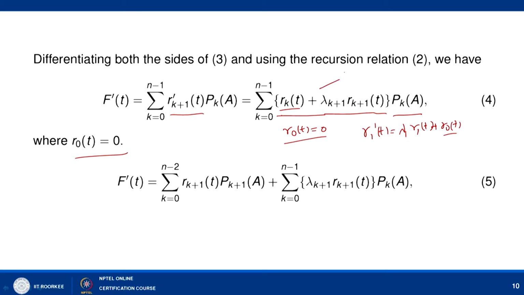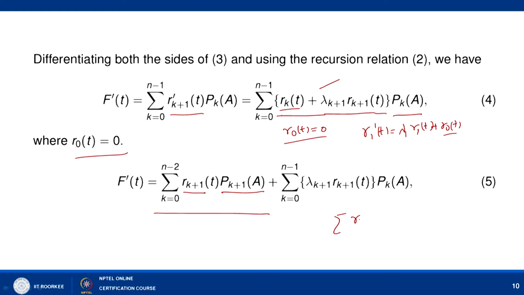Now we simplify it a little bit further, and we write k equal to 0 to n minus 2, first term, the r k t into p k. This summation is starting from k equal to 0 to n minus 1, but when you put k equal to 0, then r naught t is 0. So the actual summation will start from 1, meaning r 1 t onward. So rather than writing k from 0 to n minus 1, we are writing k from 0 to n minus 2, and we write r k plus 1 t into p k plus 1 a.